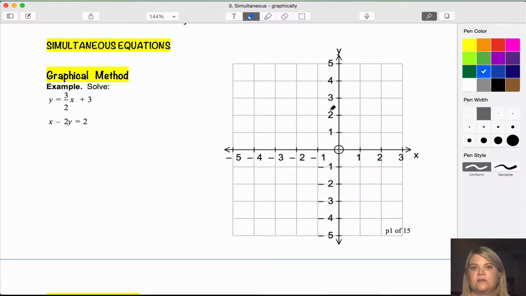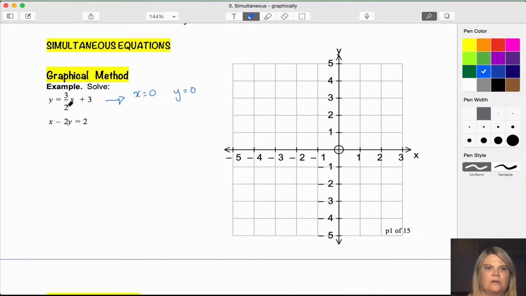If this was a tech active exam, you could use your CAS, and there's a separate video on how you can use your CAS to do this. So assuming we don't have any way to graph it, we have to graph it by hand. I would recommend using the intercept method.